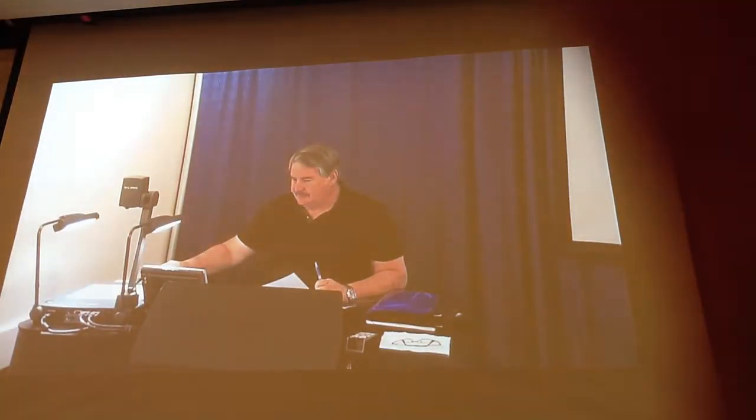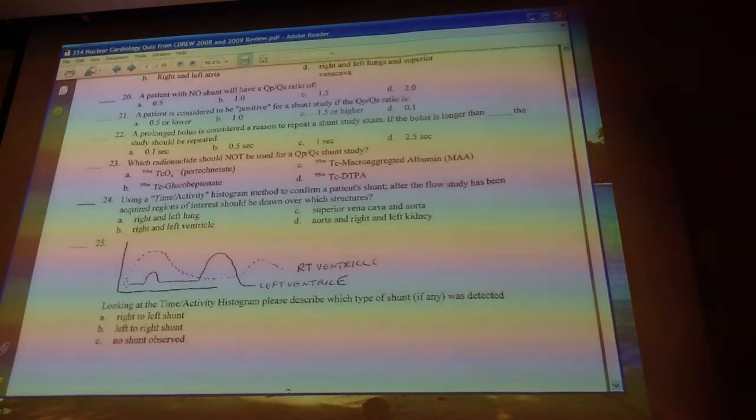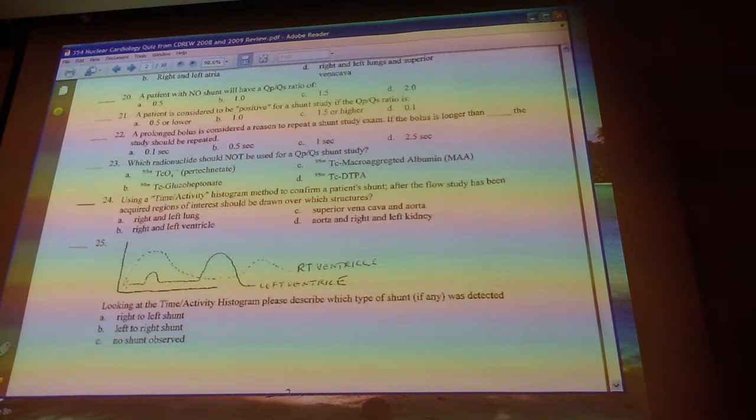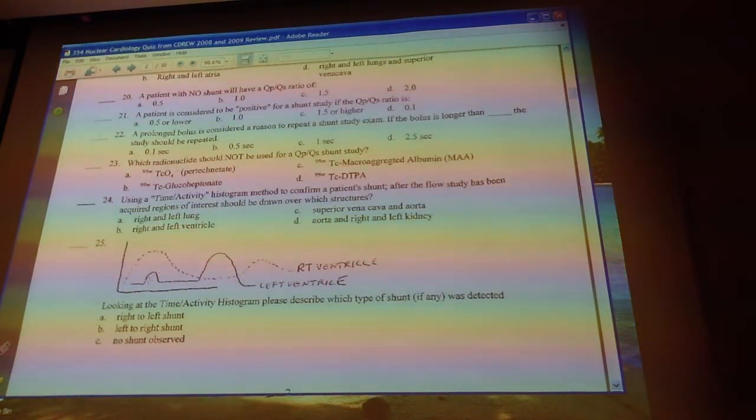So in the example that I gave you here on the computer, for question 25, what type of shunt is that? It's a right to left shunt, because you see here's the activity in the right ventricle, and there shouldn't be anything in the left ventricle at this time.